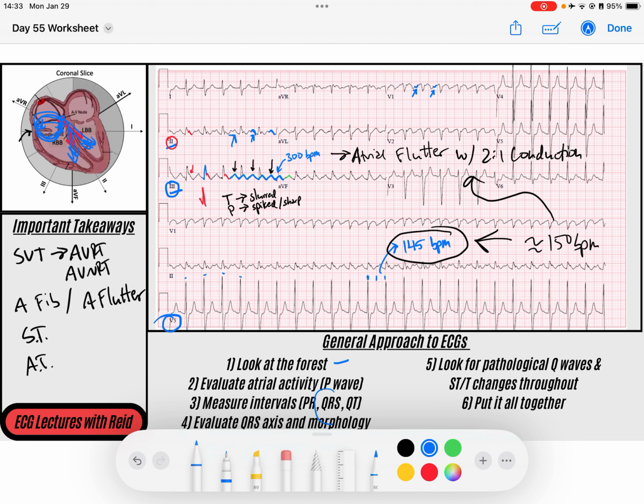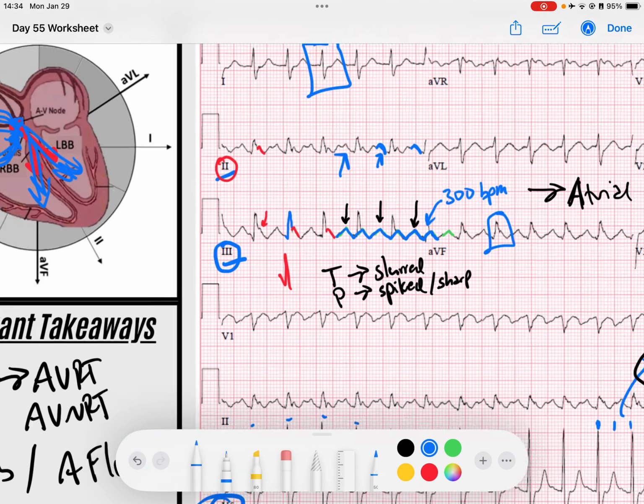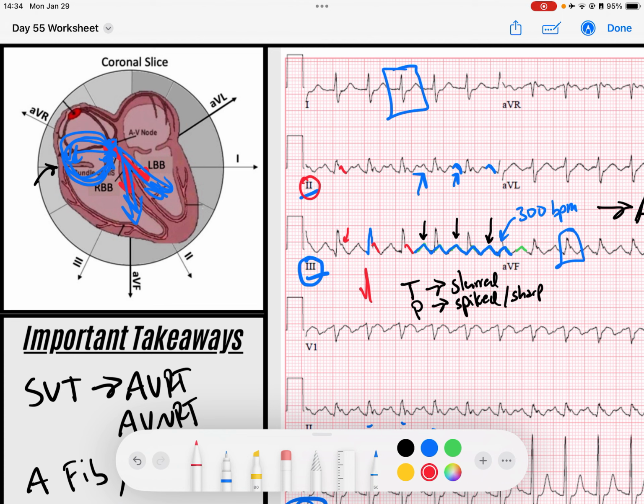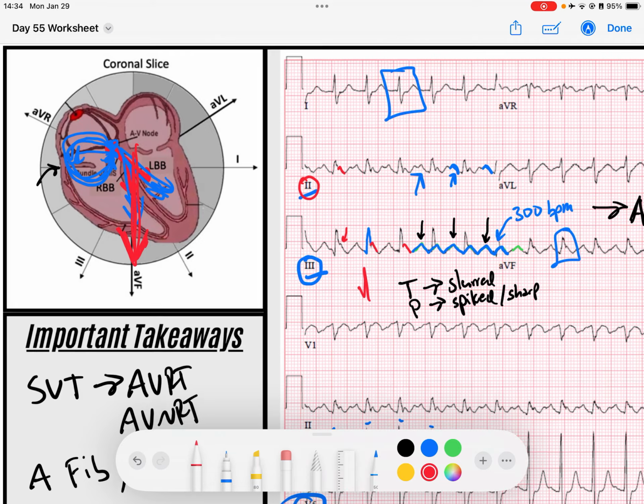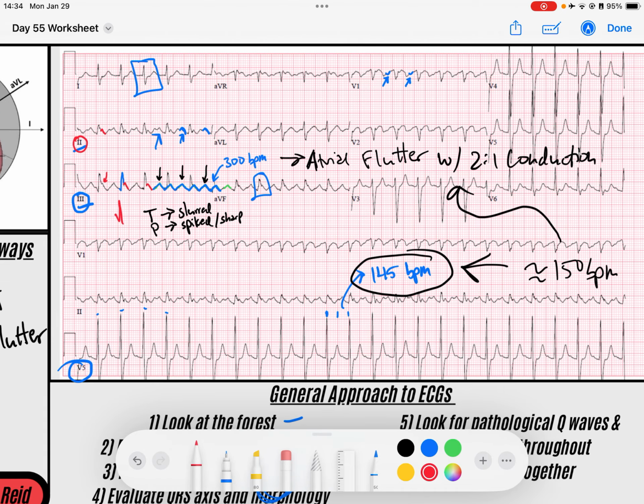We can evaluate our QRS because our QRS complex typically is independent of this tachycardia. So what I notice is I've got a QRS that is isoelectric in lead 1, and it is positive in AVF in my inferior leads. So that means that my QRS axis is roughly down towards AVF. It's a normal axis. I've got no evidence of any type of right ventricular hypertrophy or left ventricular hypertrophy here.